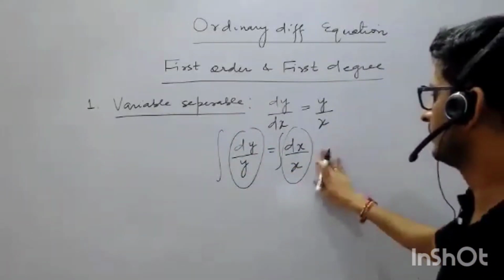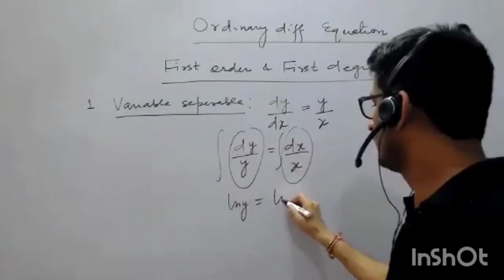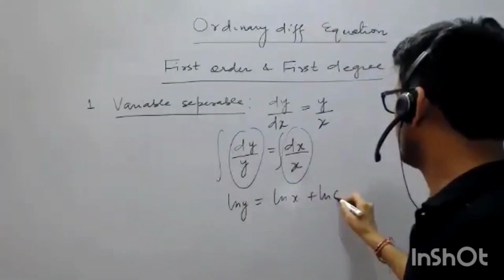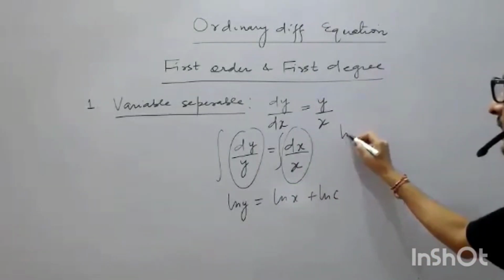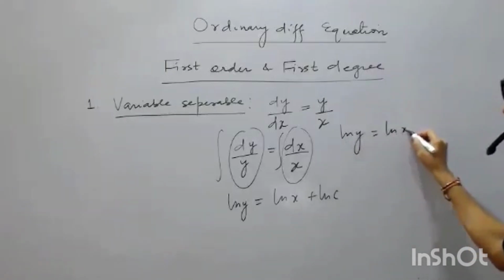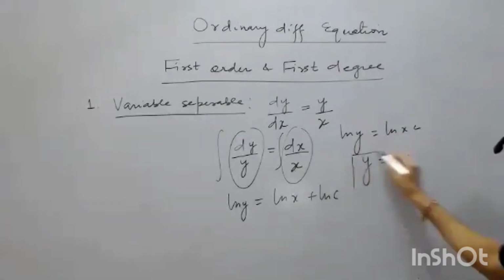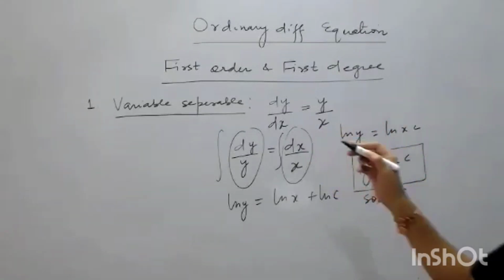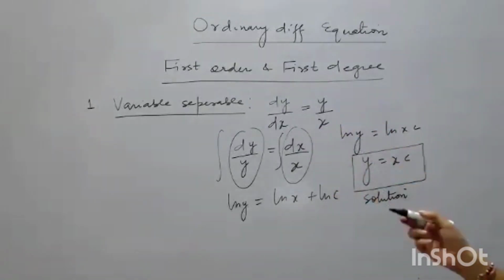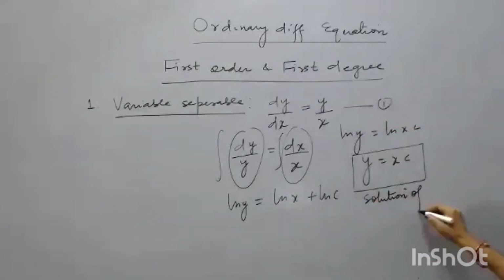So let me integrate this first. I will get log of y is equal to log of x, and let me write the constant like log of c. So it will become log of y is equal to log of xc, and the solution will become y is equal to xc. This is the solution of differential equation 1. I mean, this is one solution of 1.